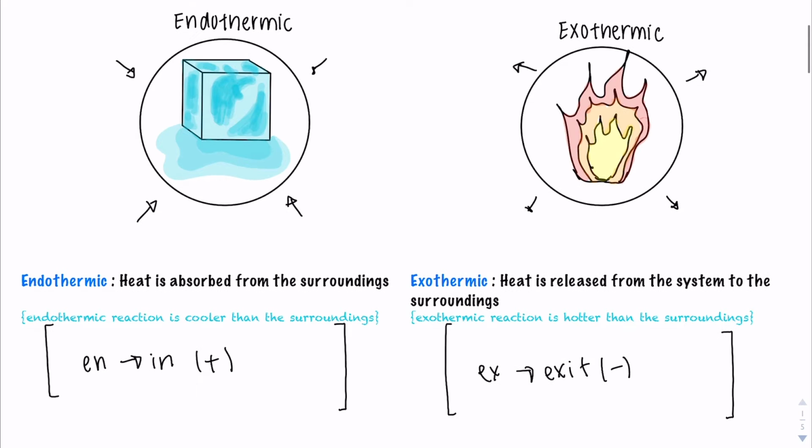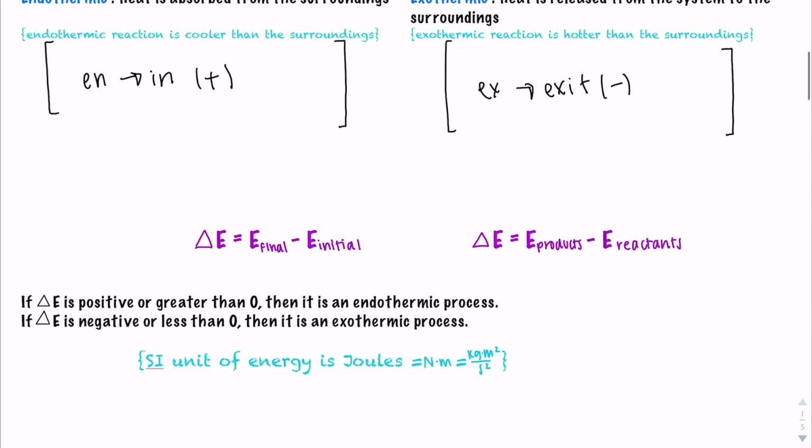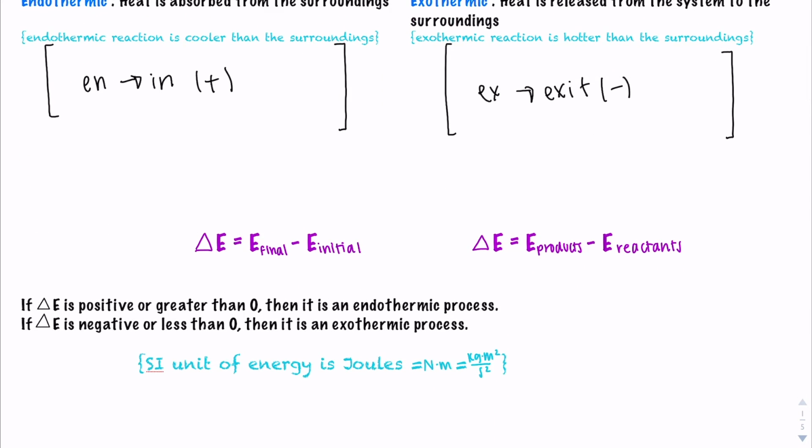energy from the system. In thermochemistry, we're very concerned with the change in energy, which is E final minus E initial, or E products minus E reactants. So if delta E is positive or greater than 0, then it is an endothermic process. If delta E is negative or less than 0, then it is an exothermic process.